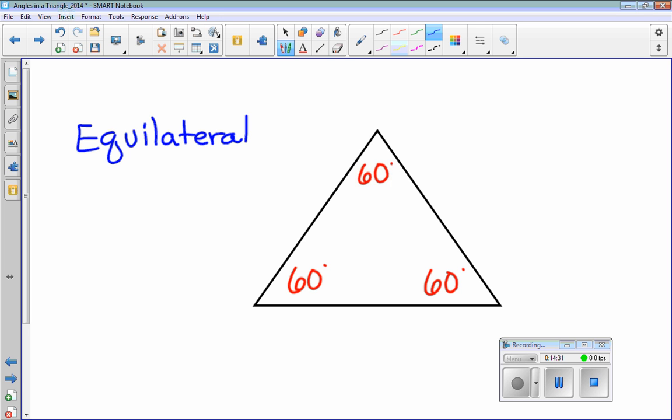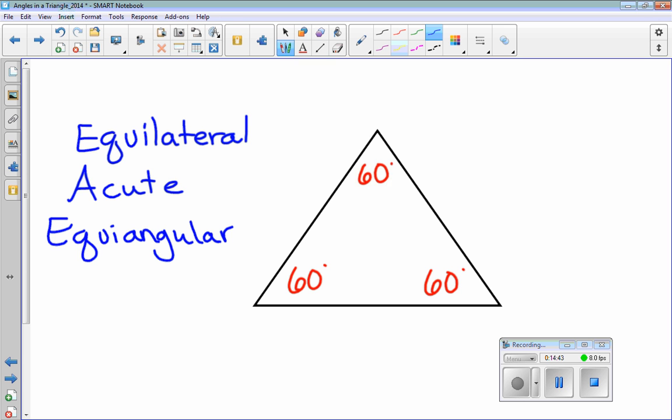It is acute. I agree. Is there something else that it could be? It is equiangular. There is one more. It is isosceles. Go ahead and do that. Good. Isosceles. Because isosceles says at least two. So every single equilateral triangle is also isosceles. Okay?